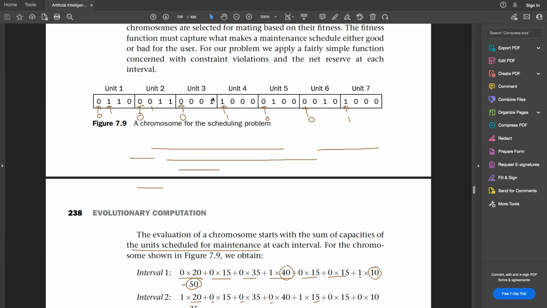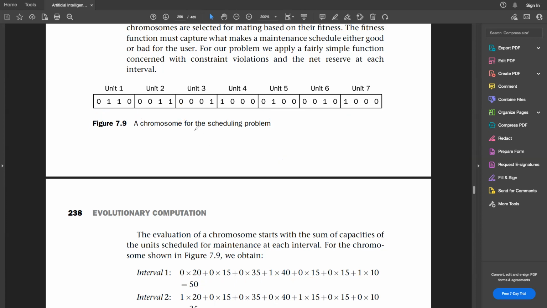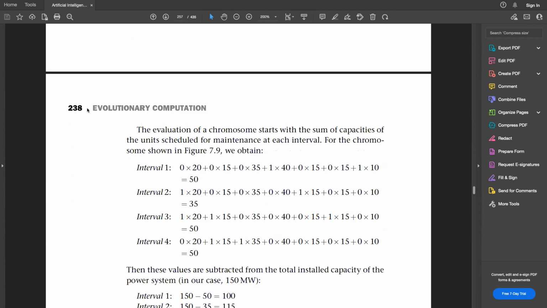So first of all, we have to calculate, when there's maintenance at given intervals, how much power is not available. As you see, we look at our chromosome and then we see how much power is not available in each of the intervals. So for interval 1, we shall not have 50 megawatts. Interval 2, we shall not have 35 megawatts. Interval 3, we shall not have 50 megawatts. And interval 4, we shall not have 50 megawatts, okay?